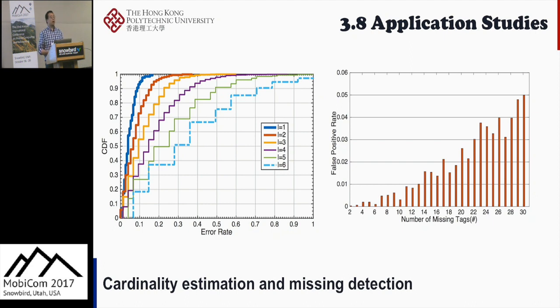And in our paper, we also conduct two application studies. We estimate the tag number, and we also detect missing tags. If you have any interest, please refer to our paper.